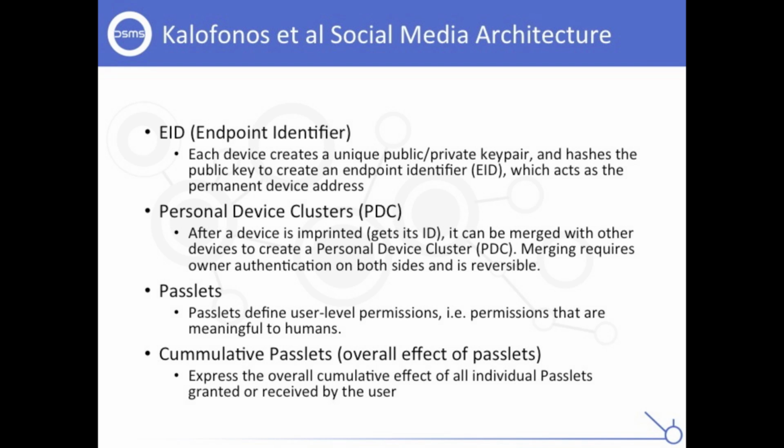Now let's talk about some of the definitions that he uses inside his architecture. The first one is the endpoint identifier: each device creates a unique public-private key pair and hashes the public key to create an endpoint identifier, which acts as the permanent device address. Then we have what are called personal device clusters. After a device is imprinted, after it gets its own ID, it can be merged with other devices to create a personal device cluster. Merging requires authentication on both sides and is reversible.